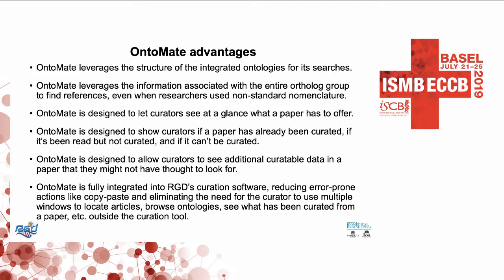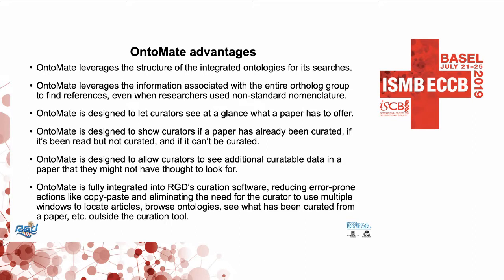So the advantages that OntoMate has given us is that OntoMate leverages the structure of the integrated ontologies for its searches, and also leverages the information associated with the entire ortholog group to find references even when researchers use non-standard nomenclature. OntoMate is designed to let curators see at a glance what a paper has to offer, and it's also designed to show curators if a paper has already been curated, if it has been read but not curated, or if it can't be curated at all.